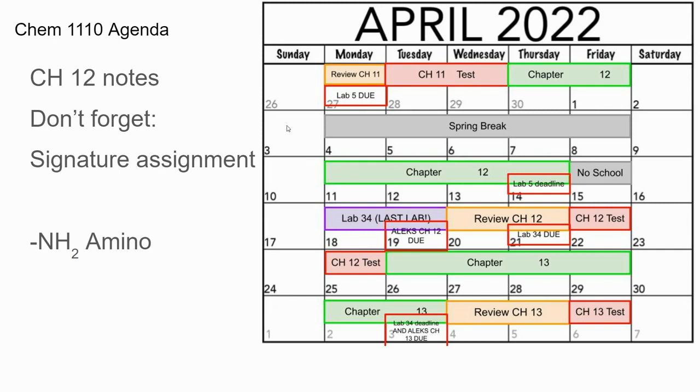Lab 34 and lab 5 are the last lab scores that are going on your lab grade, so make sure your lab percentage is where you want it. Remember, we have to have above 60% on labs to pass the class, so make sure you get those last 2 labs in on time. I'm going to try to remind us that we still have our signature assignment. That is due on the day of the final, so I wouldn't put it off. You could, but I would try to get it done as soon as you can. As soon as you turn it in, I'll grade it.